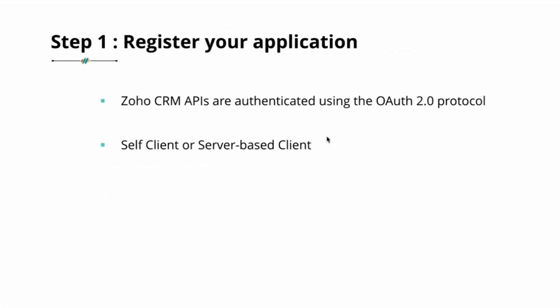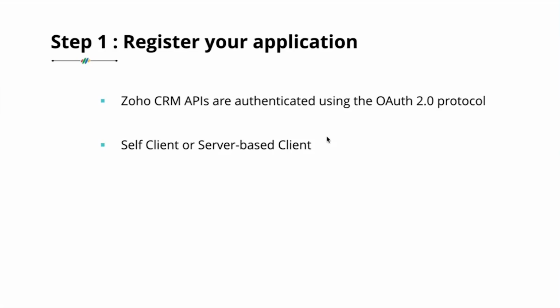Registering your application. Now, essentially, the SDK also makes API calls. So Zoho CRM APIs are authenticated using the OAuth 2.0 protocol. So OAuth 2.0 is the industry standard protocol that we have for authenticating the APIs. So we have spoken about it in length in our last session. So you can refer to the video.